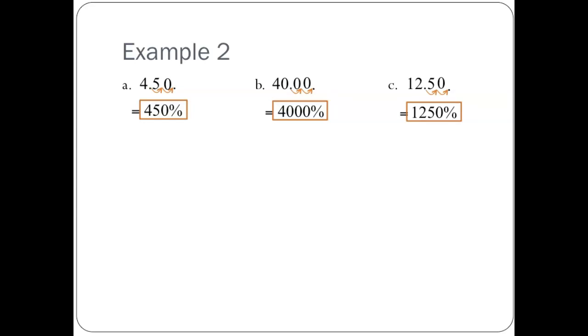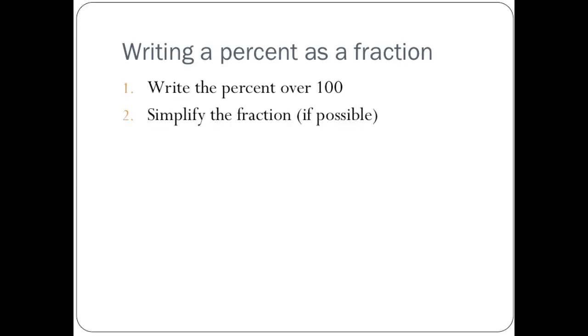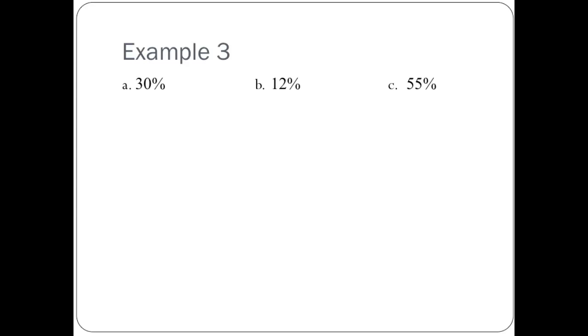All right, now let's talk about fractions in all of this. So how do you write a percent as a fraction? Well, you'll remember that percent means out of 100. So what you will do is write that percentage over 100 and then simplify the fraction if possible. So in example 3, we have 30%. Take off the percent and we're going to write it as over 100 because that's what percent means. So 30 over 100. And then if you can simplify that fraction, which in this case you can, this will end up being 3 over 10. So 30% is 3 over 10 as a fraction.